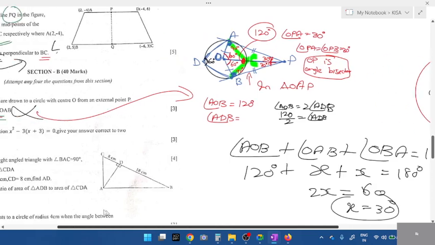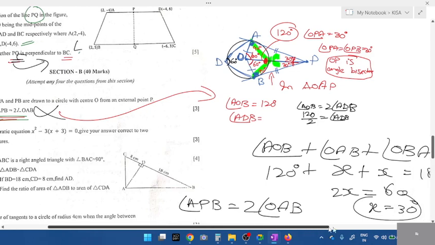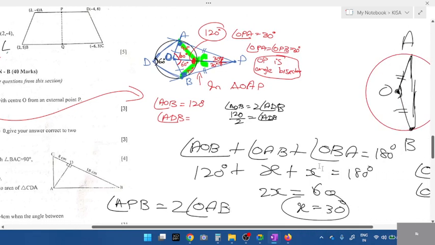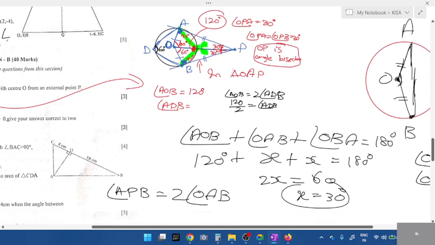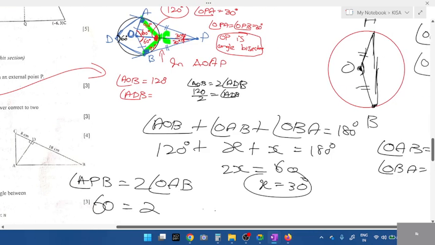According to this statement, what have they asked, students? Angle APB should be equal to twice OAB. Let us check that. What is the APB value we got? 60 degrees is equal to twice... what is the OAB value we got? Does it make sense? 60 is equal to 60. Did we get the answer?